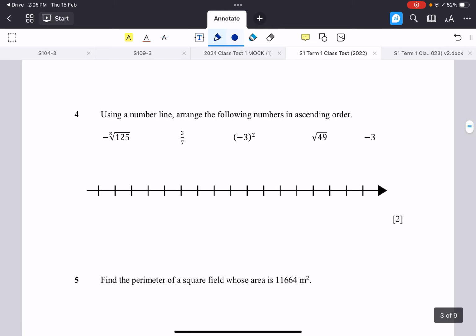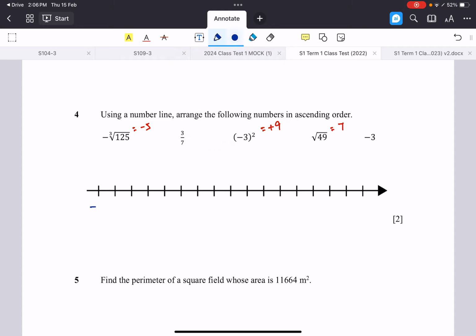Well, we have a number line here, and we want to arrange the numbers in ascending order. So let's figure out what they are, right? So what happened is the negative cube root of 125. If we work it out with our calculator, we know that this is actually the same as negative 5, right? So 3 over 7 is fine. This is actually the same as positive 9. Okay, this is actually 7, right? And then negative 3. So with this information, we can actually plot out our number line.